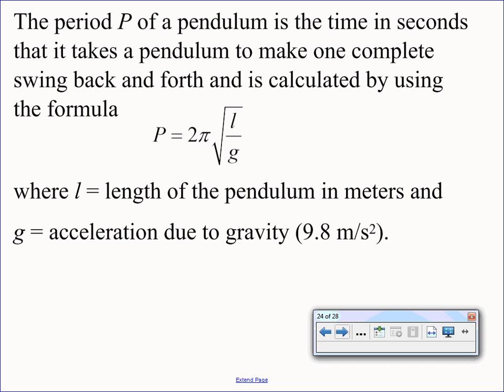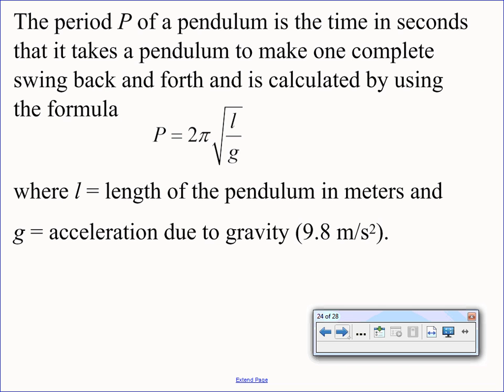The period T of a pendulum is the time in seconds it takes the pendulum to make one complete swing back and forth. It's calculated by the formula T equals 2 pi times the square root of L over G, where L is the length of the pendulum in meters, and G is the acceleration due to gravity, 9.8 meters per second squared near the surface of the Earth. It's kind of like that Mars acceleration gravity problem in your assignment last night.